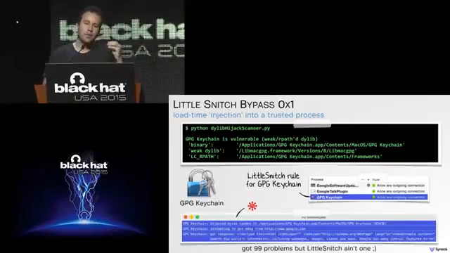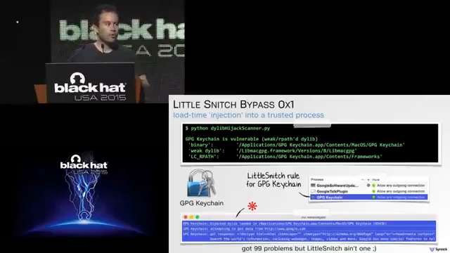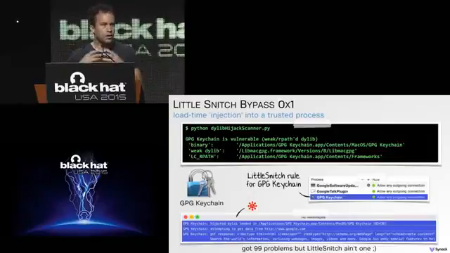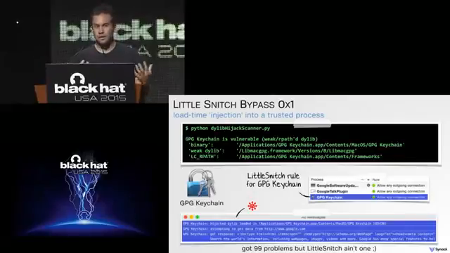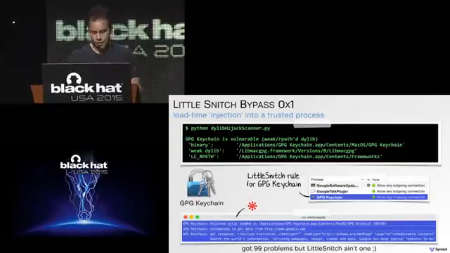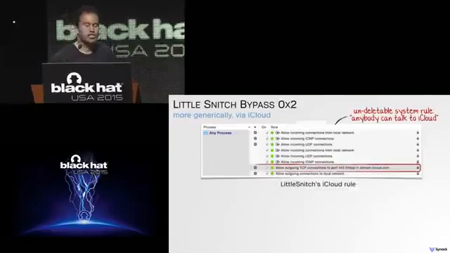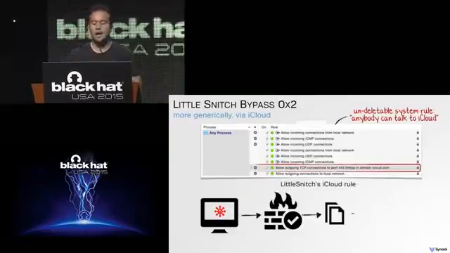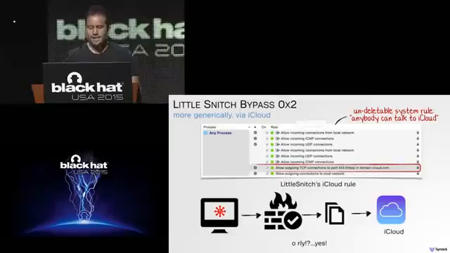So what we can do is simply plant a malicious dylib and then programmatically execute GPG Keychain, or wait for the user to execute it. Our malicious dylib will get executed and loaded within the context of GPG Keychain. It can then talk to the internet, and as far as Little Snitch is concerned, it says, oh, this is coming from GPG Keychain. I trust that. No problem.